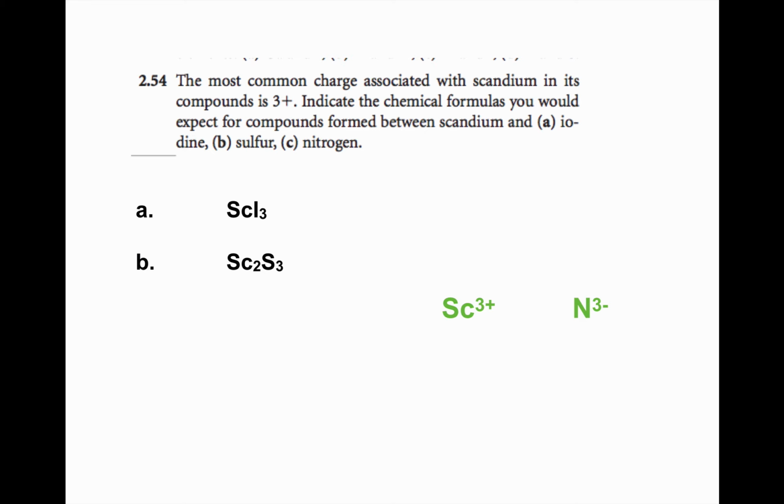Nitrogen can take 3 electrons to become nitride. Scandium's got a +3 charge, so it'd be a 1-to-1 ratio in scandium nitride.